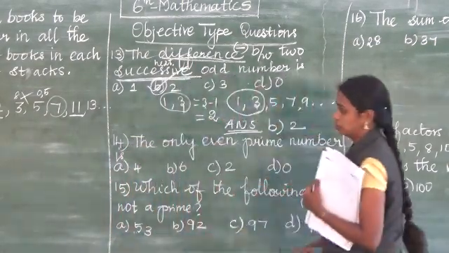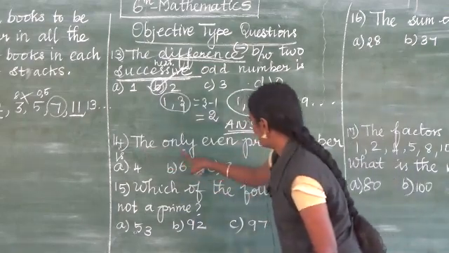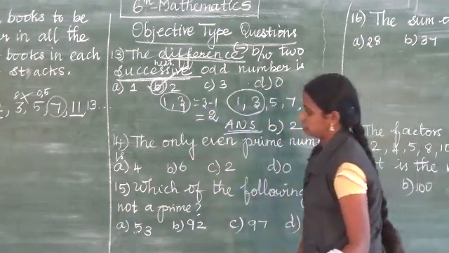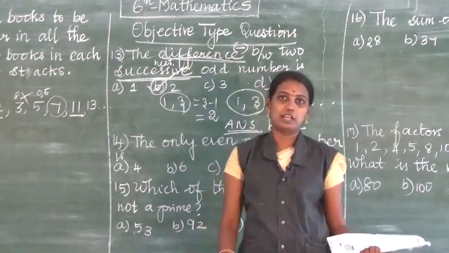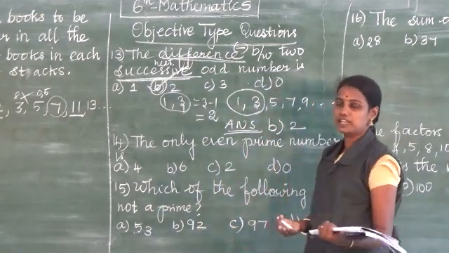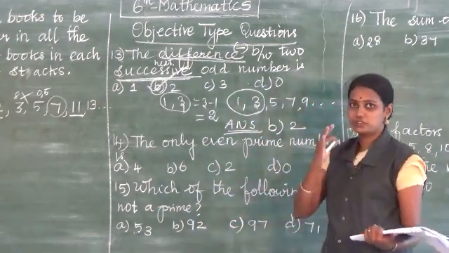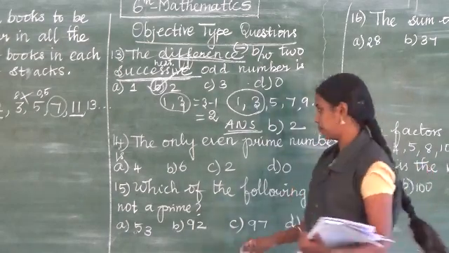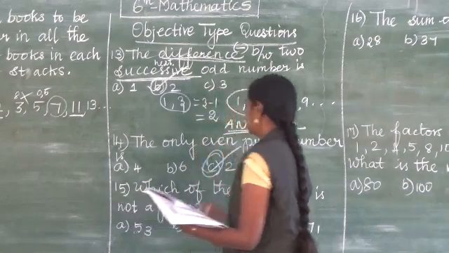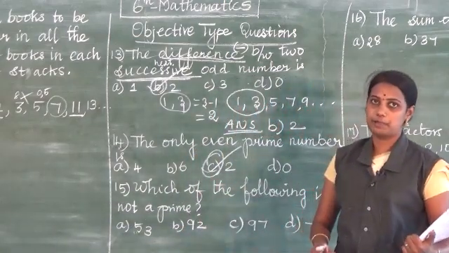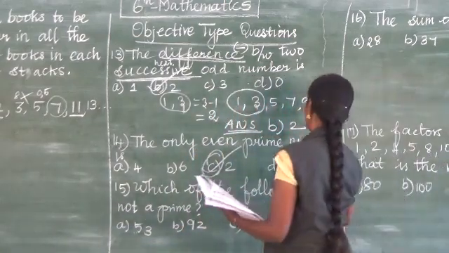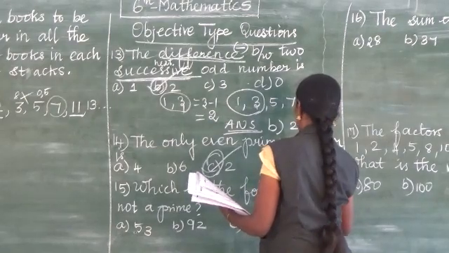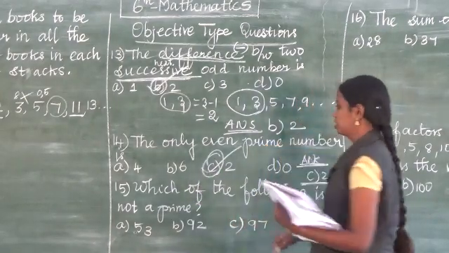Option B, 2. Question number 14. The only even prime number is. Before I started the prime factorization, I said this is very important, 1 mark. We have only one even prime number, that prime number is 2. So the answer is option C, 2.